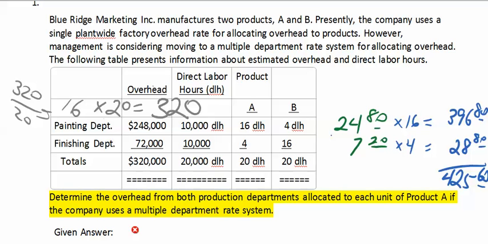So as we get more refined and more detailed in our cost allocations, we can better determine what it costs us and therefore charge an appropriate price to the product. Product B could probably be marketed and sold for a lesser amount. Any discussion there?